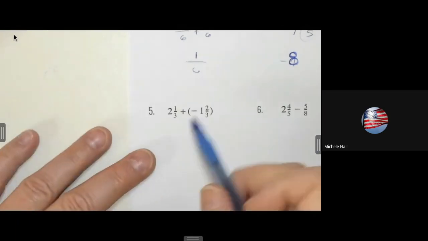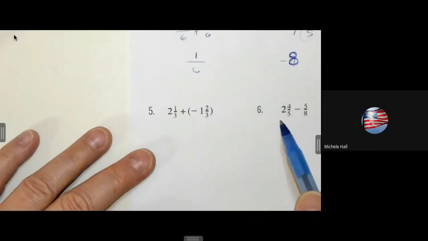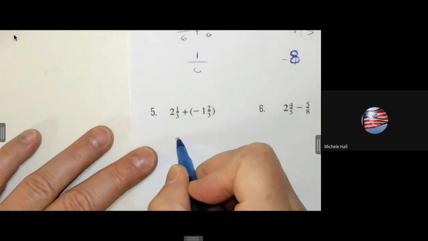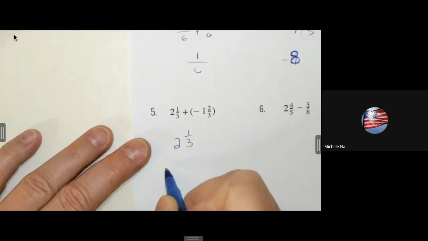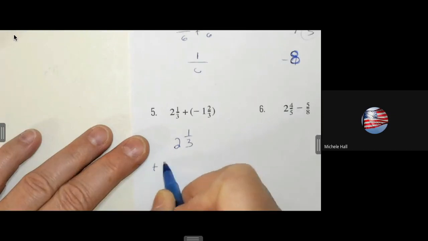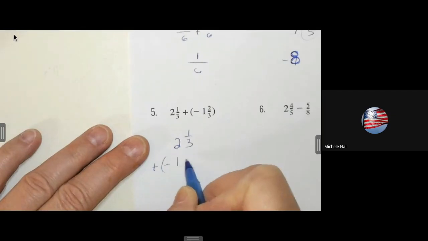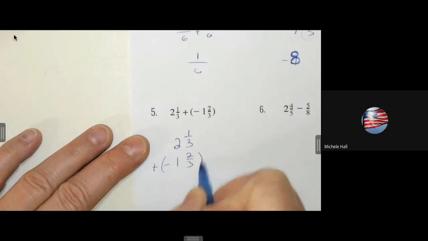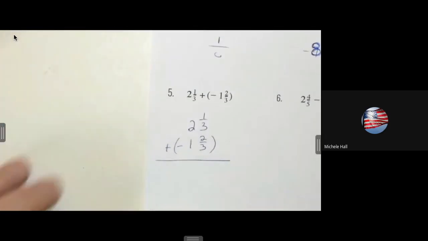Okay, here we go. 2 1/3 plus a negative. So I'm going to line them up on top of each other. 2 1/3. And I'm adding a negative 1 2/3. So I want my fractions lined up. Actually, I'm not having to find a common denominator on this one either. 2 plus a negative 1. What are we going to do on 2 plus and minus 1? What are we actually doing here overall? Are we adding, subtracting? We are subtracting.